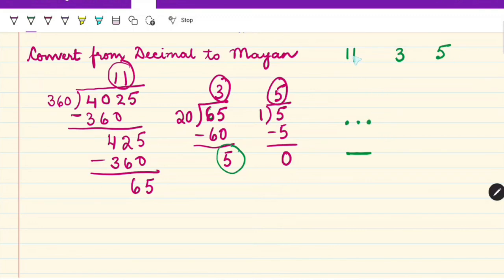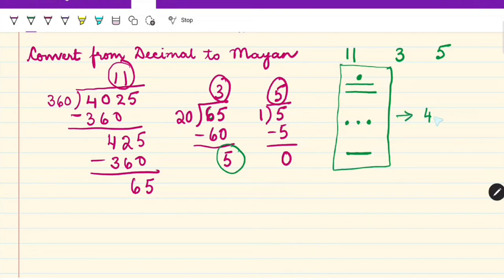And then the next one is 11. So 11 will be expressed with 2 horizontal bars. Each horizontal bar represents the number 5. So 5 plus 5, 10, with a dot above. That's 11. So this entire pattern of Roman numerals represents the number 4025 in decimals, or the Hindu Arabic form. So this is how you will go about converting from decimal to the Mayan system.